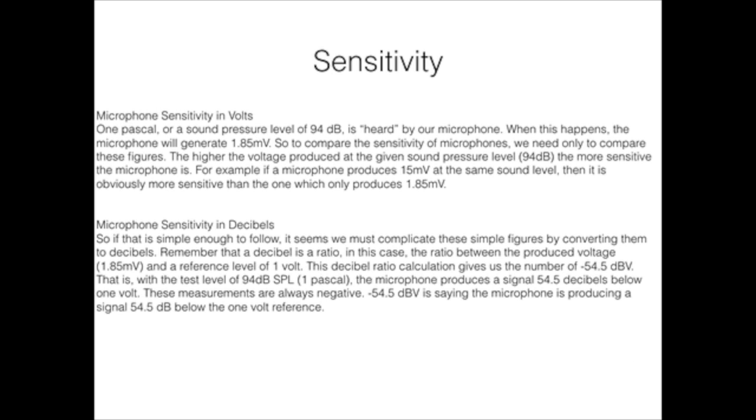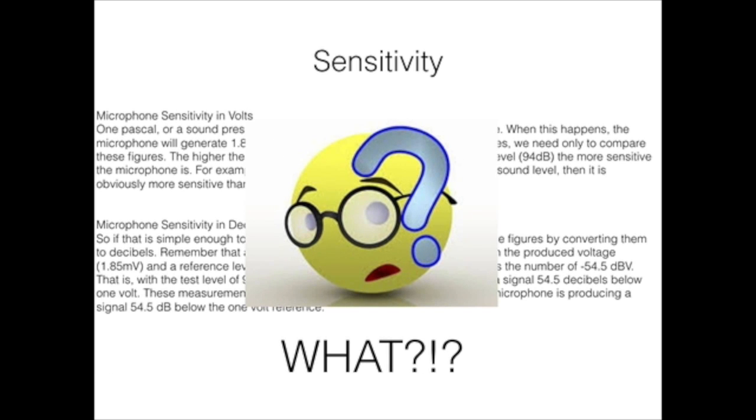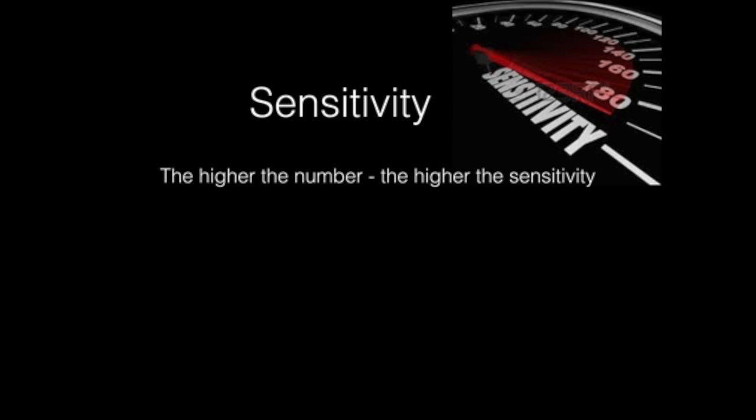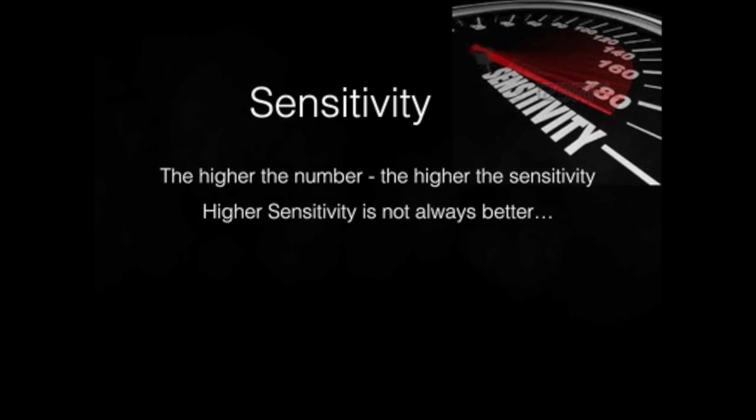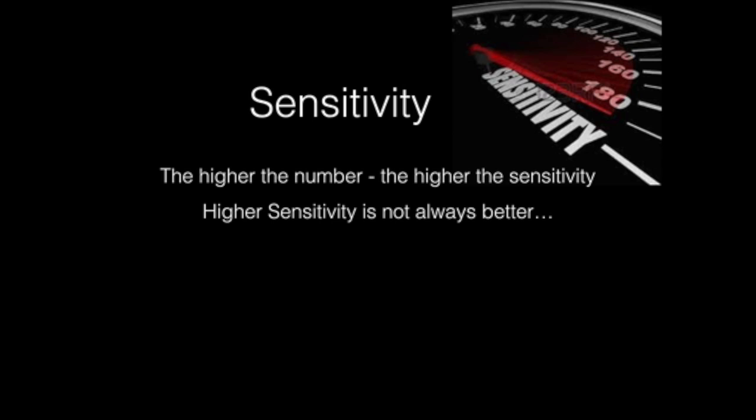All right, so sensitivity is 1 Pascal of sound pressure, 94 dB is heard by our microphone. It's crazy complicated, but basically what it means, the higher the number, the higher the sensitivity, right? That's basically what it means. All right, so higher sensitivity is not always better. If you're working in an environment with a lot of noise, like maybe working with a patient or client, there's a lot of room noise, you might not want a high sensitivity microphone. You want something a little smaller in sensitivity.